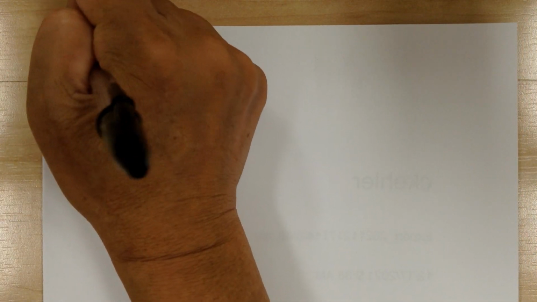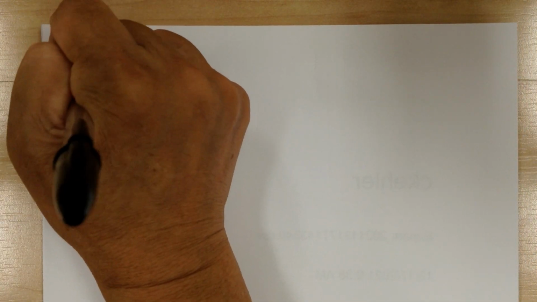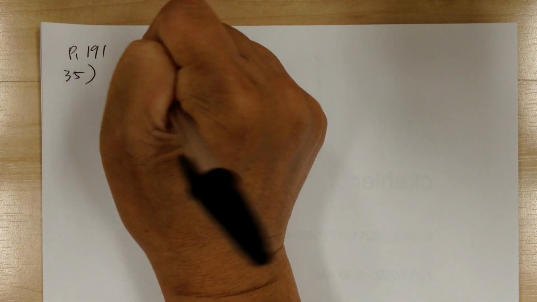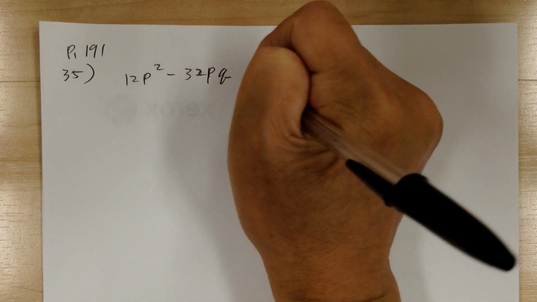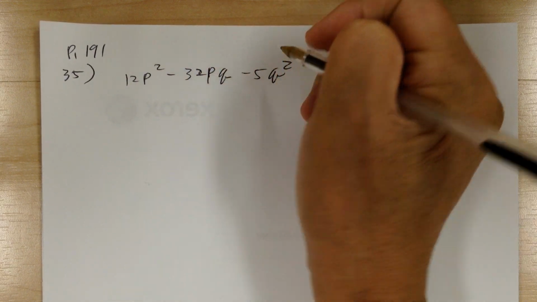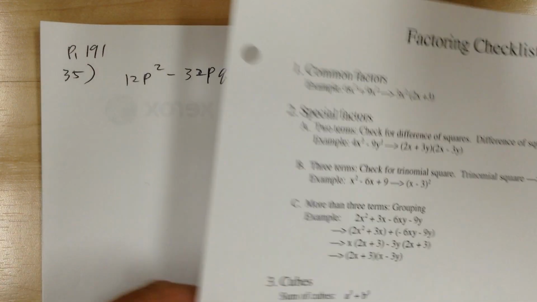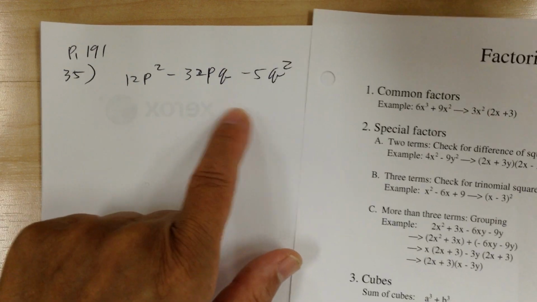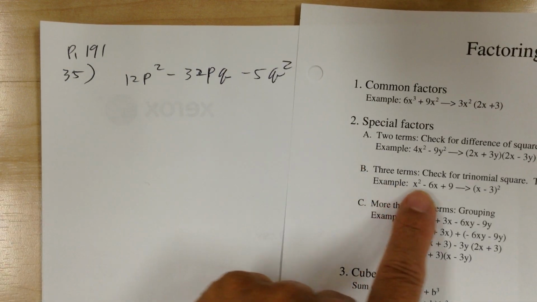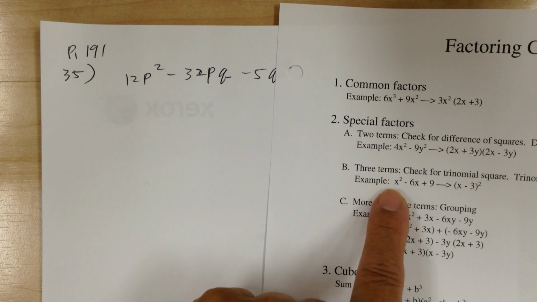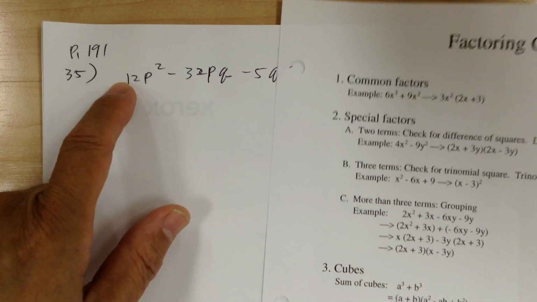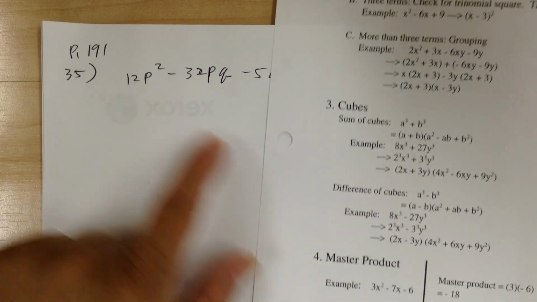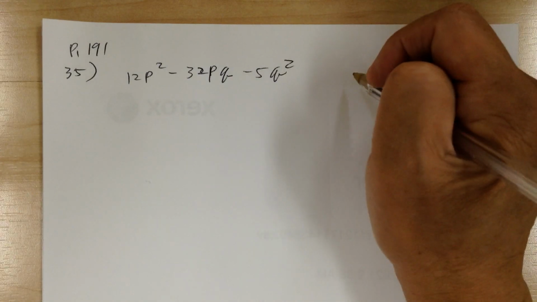Okay, let's go to the next one. You got 12p squared minus 32pq minus 5q squared. Again, every time you go through the list. Step 1, common factor, cannot. Step 2, special factor, perfect square. In order to be a perfect square, the first and last terms have to be perfect squares. This is not a perfect square. Then you go to cube. This is not a cube, so go to master product.